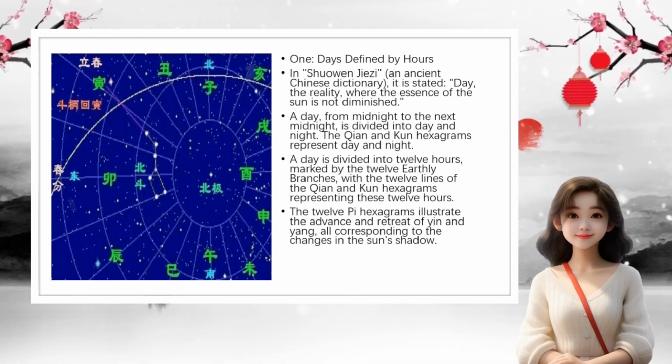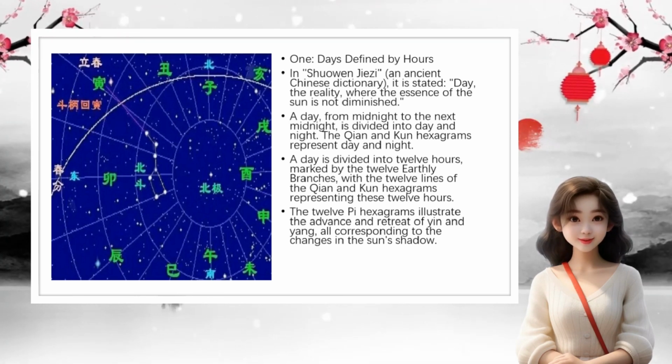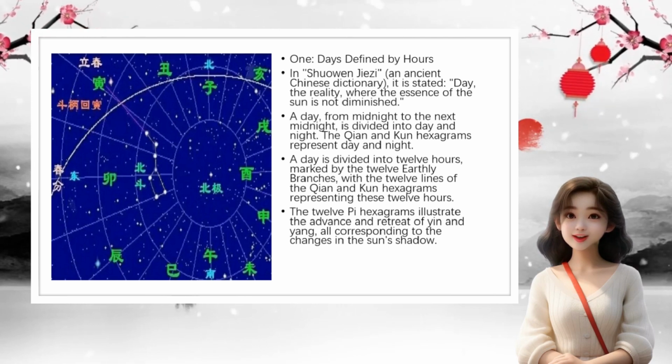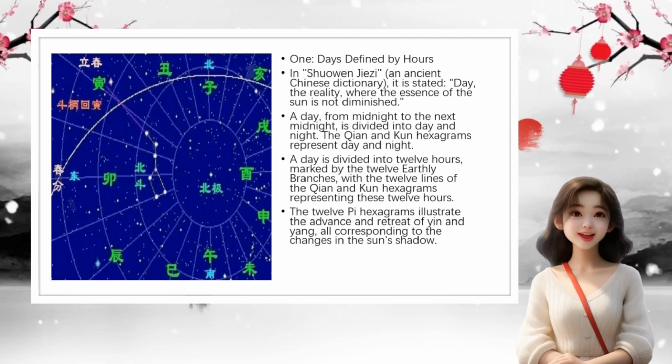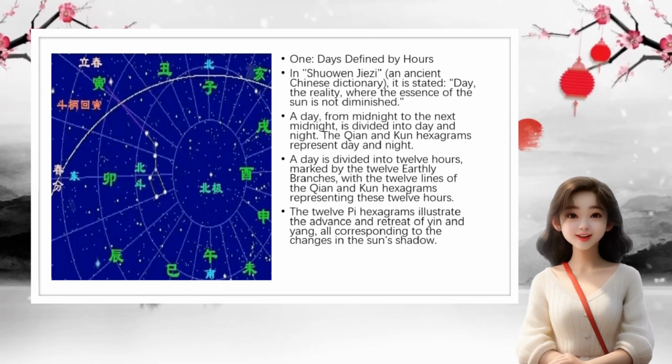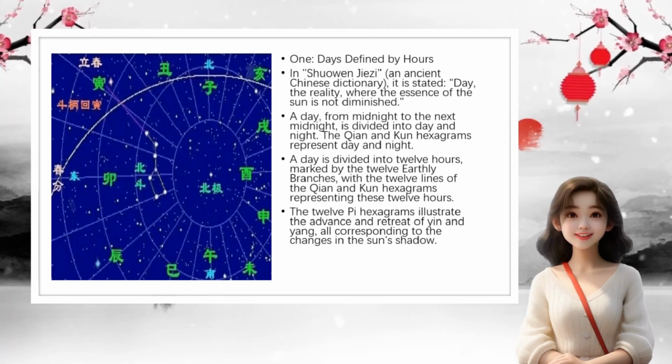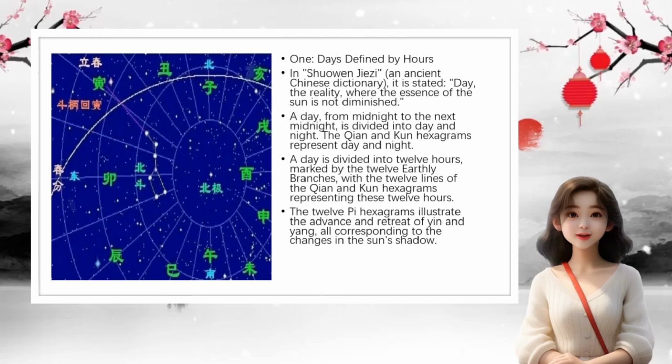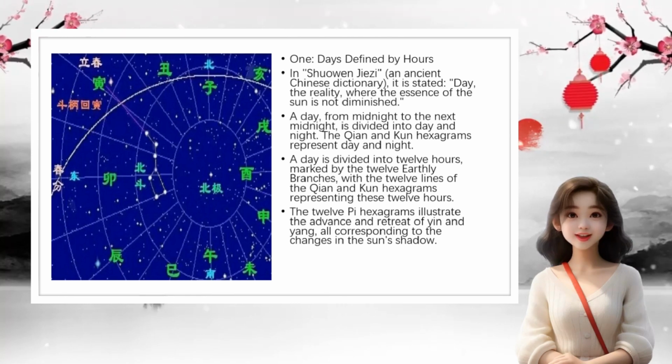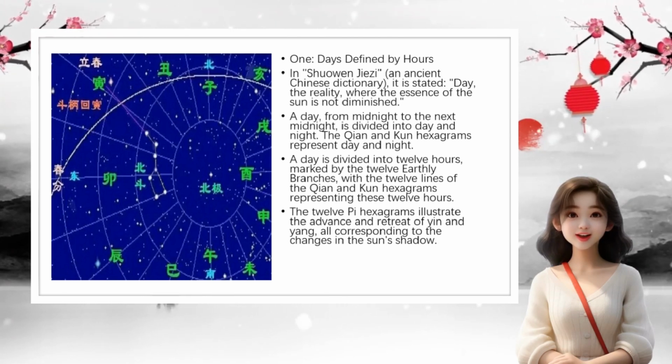A day is divided into 12 hours, marked by the 12 earthly branches, with the 12 lines of the Qian and Kun hexagrams representing these 12 hours. The 12 pi hexagrams illustrate the advance and retreat of yin and yang, all corresponding to the changes in the sun's shadow.